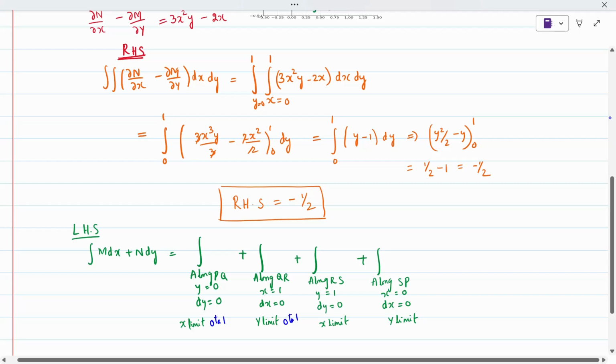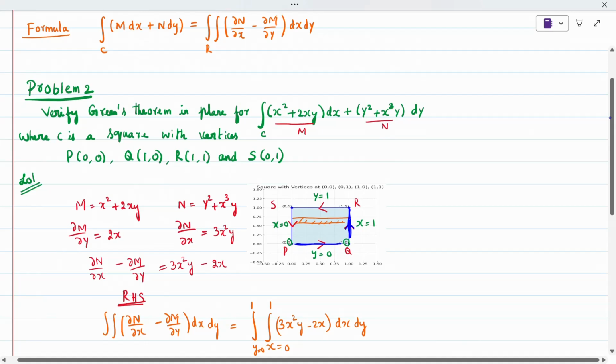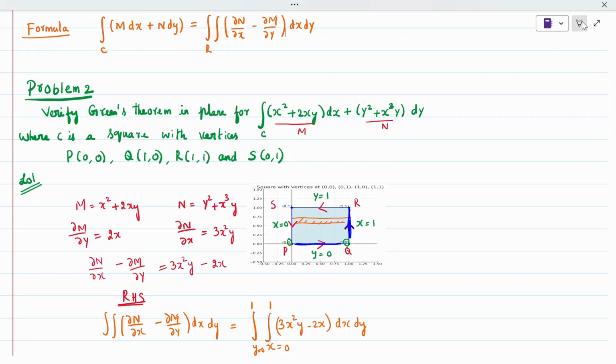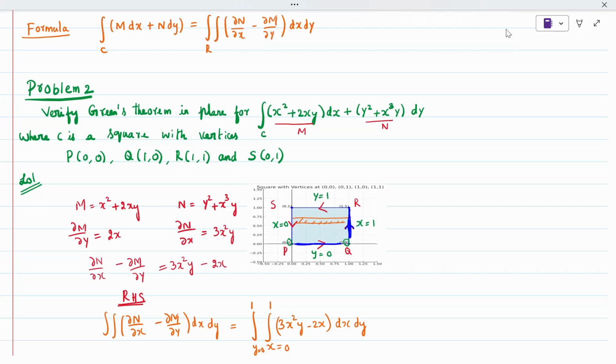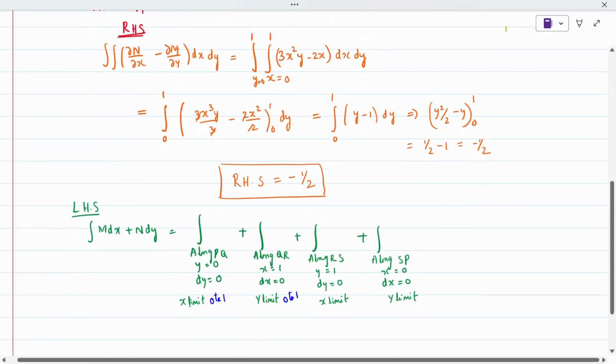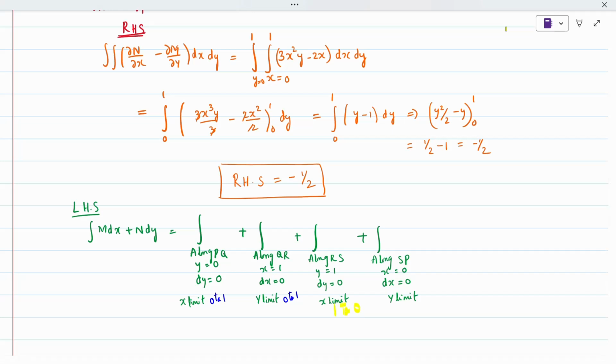But when you see for RS, you check the diagram, RS, I will use some other highlighter, yellow color I will use. See here, this is RS. How it's going, direction you check, from right to left. So 1 to 0. My limit is 1 to 0.